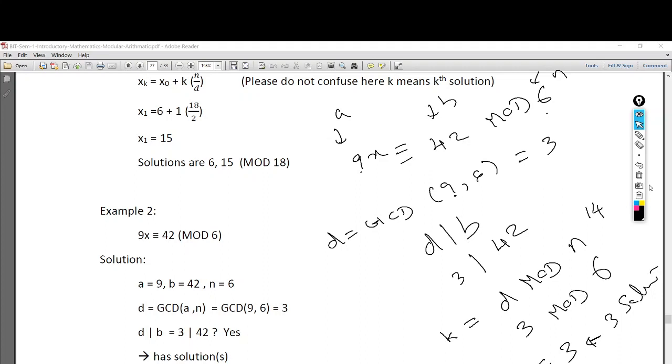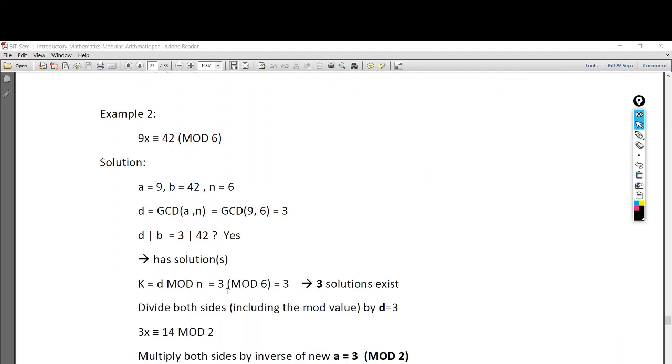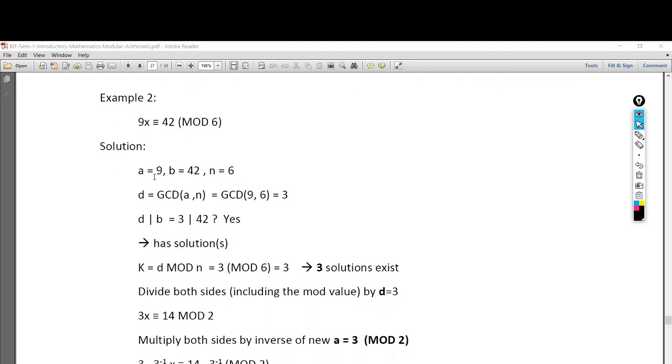So I'm going to delete this. You have to divide the original equation by D. In our case we got D as 3. So 9x is congruent to 42 mod 6, and you have to divide everything by 3. So 9 divided by 3 is 3x, 42 divided by 3 is 14, and 6 divided by 3 is 2, right?